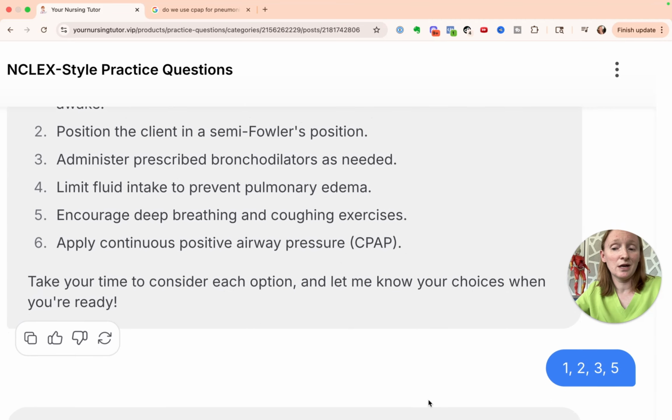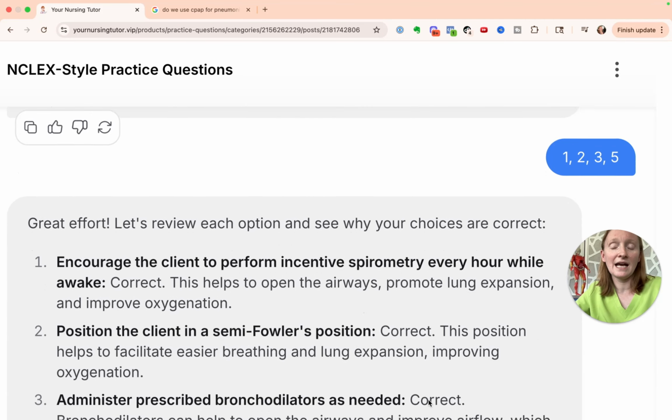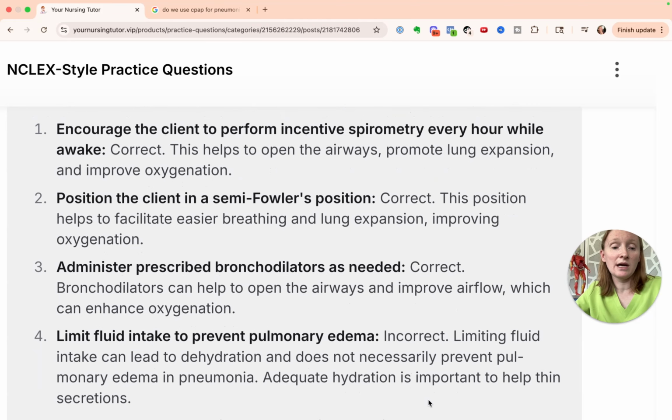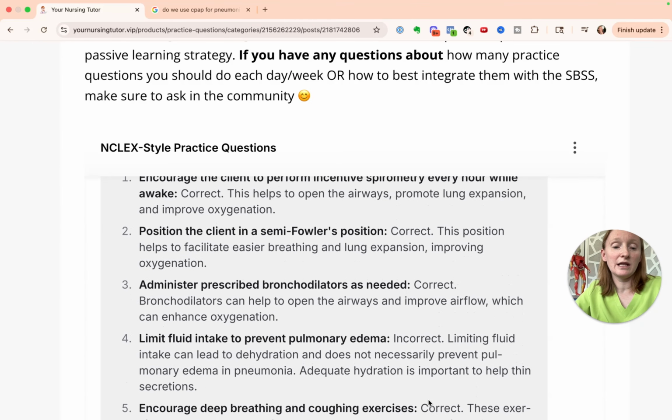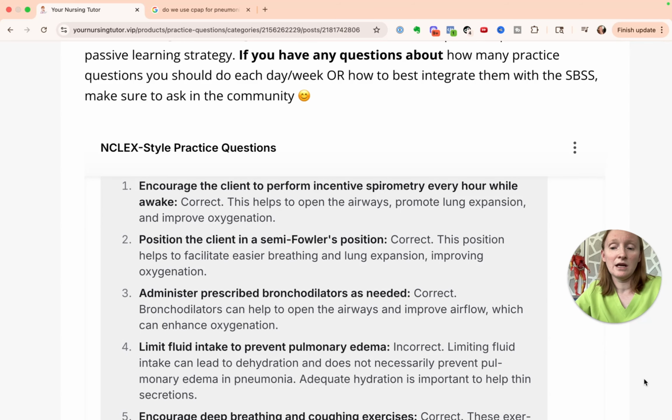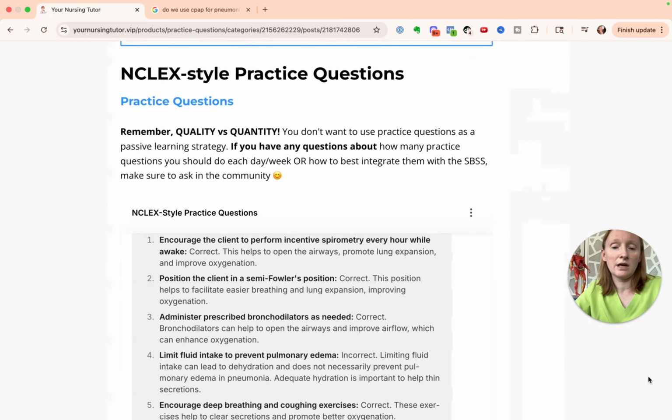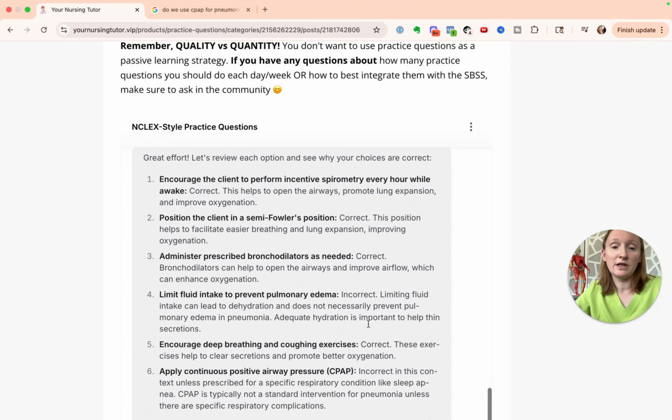I put those answer options in, 1, 2, 3, and 5, and ended up getting them correct. So if you want to pause and read, I'll zoom out a little bit, read the rationales a little bit, you can do that. Ooh, sorry. Yep, there we go. You can pause and read those rationales.